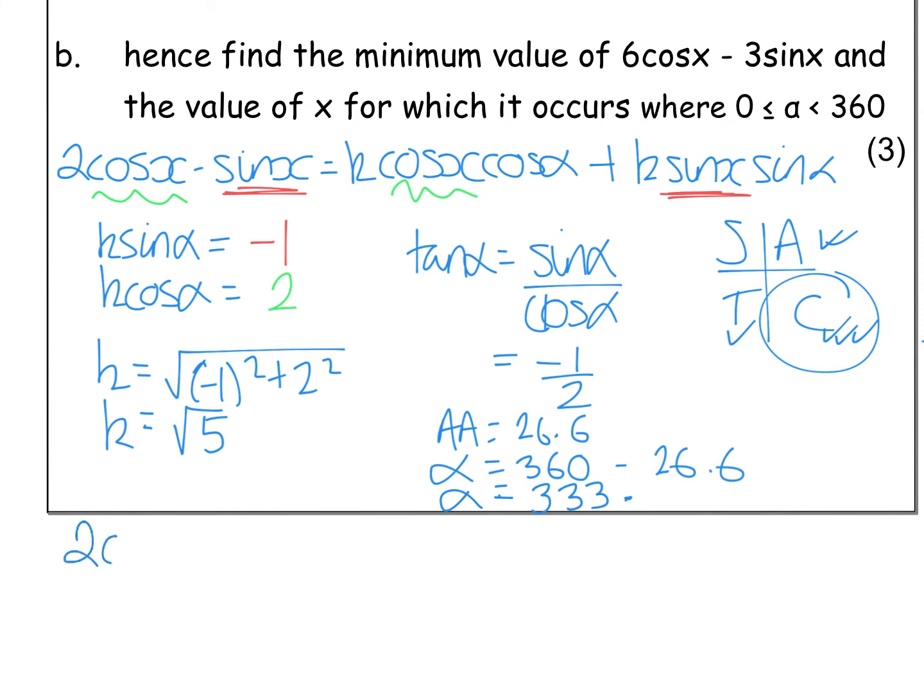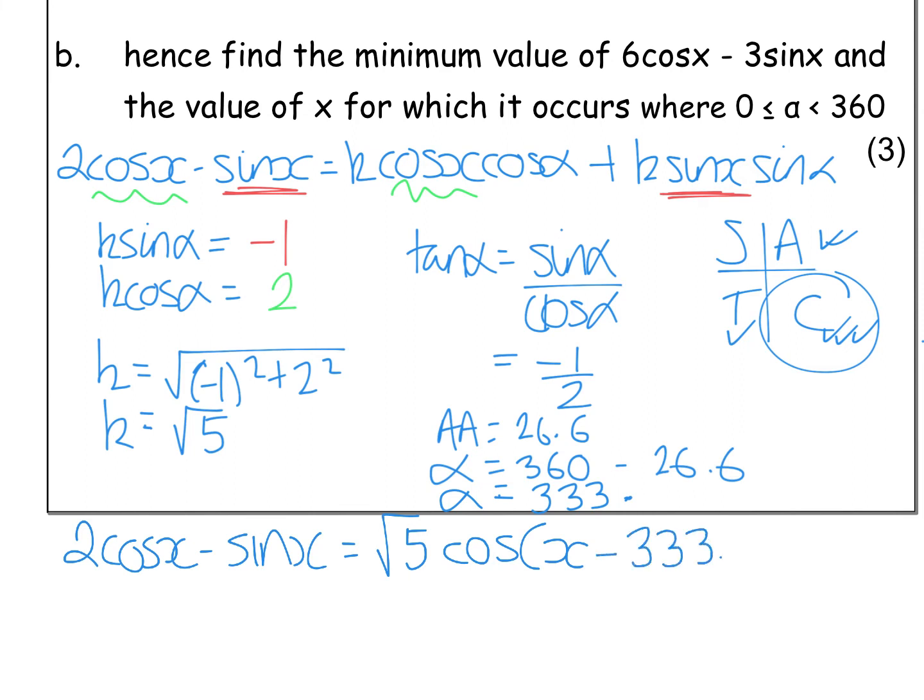So 2 cos x minus sine x equals root 5. What was my expansion again? I've gone blank. Cos bracket, and it was a minus expansion. So minus 333 point, oh, I've dropped my 0.4 there. 0.4. Right, so that's me done part 8.